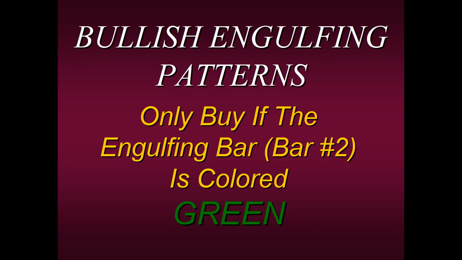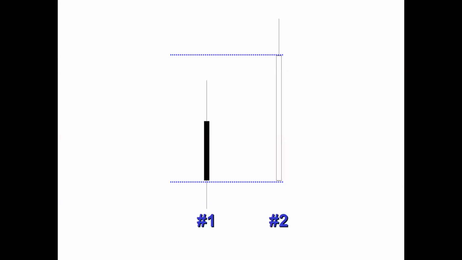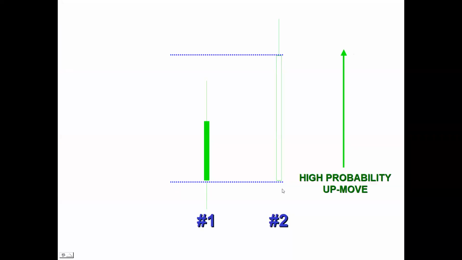This is based off the translation and the patterns of strategy number 5, the translation of PET D and strategy number 5. So this is what we're looking for. We apply the PET D and we see that, yes, bar number 2, it's an up day and the outline is green. So what do we have? We have a high probability up move. This is a candlestick combo.